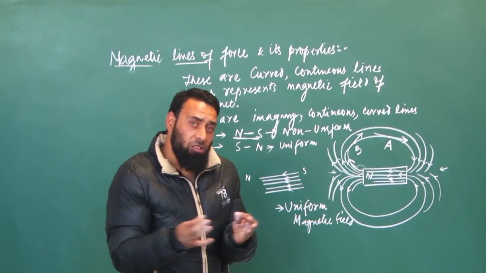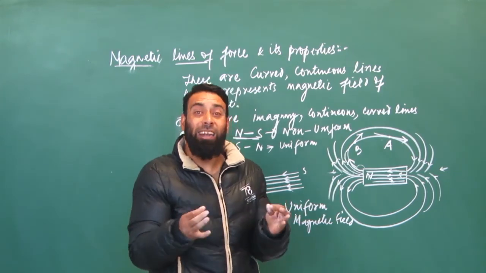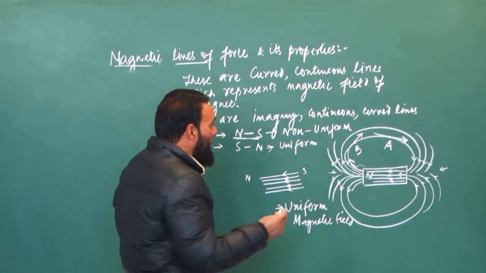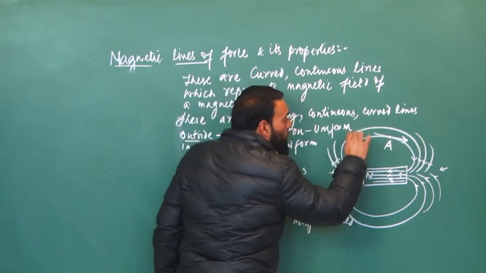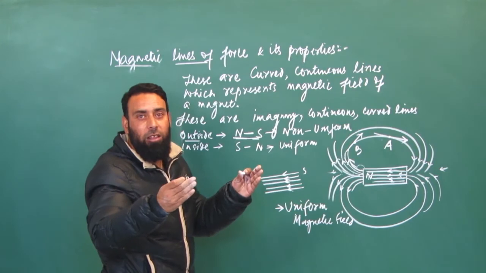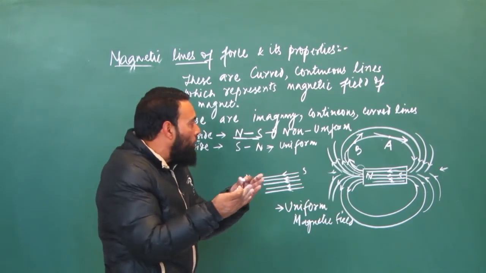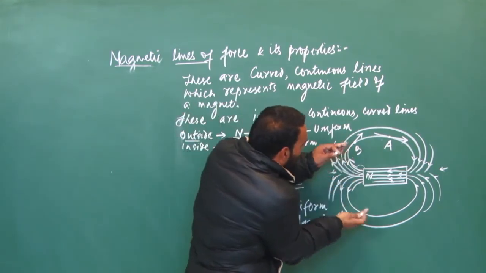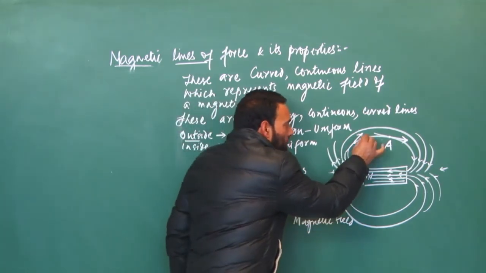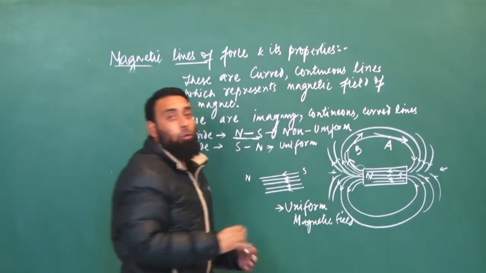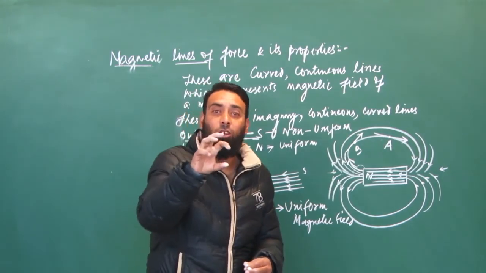This closeness gives the magnetic strength of the magnetic field. If we see here, they are very close. When they come out, these magnetic lines of force are moving apart from each other. That means they create a larger distance between them. So the distance between two magnetic lines of force basically gives the magnetic strength of that magnet.